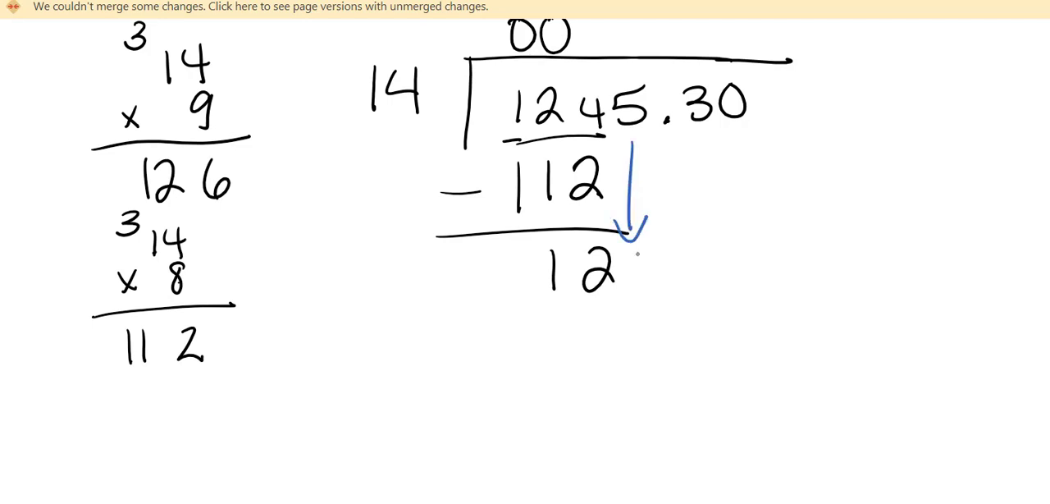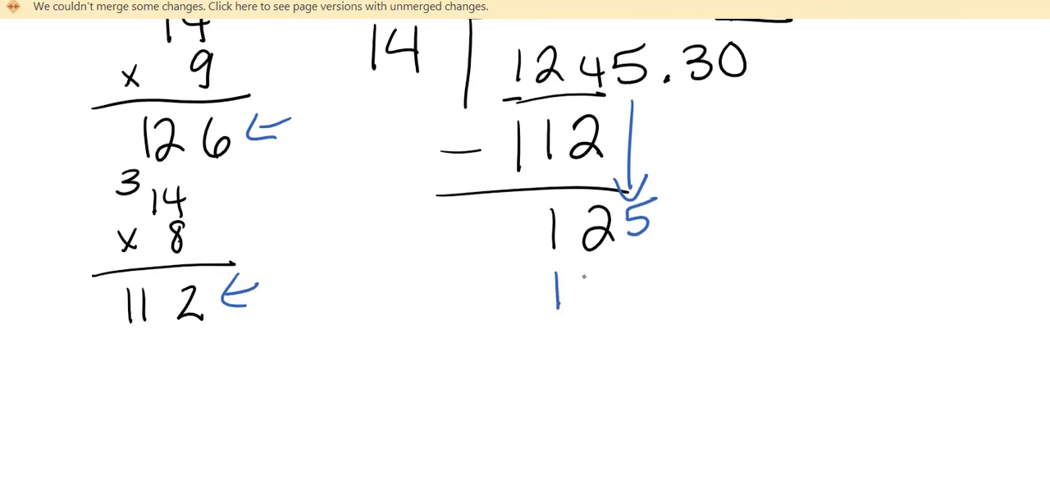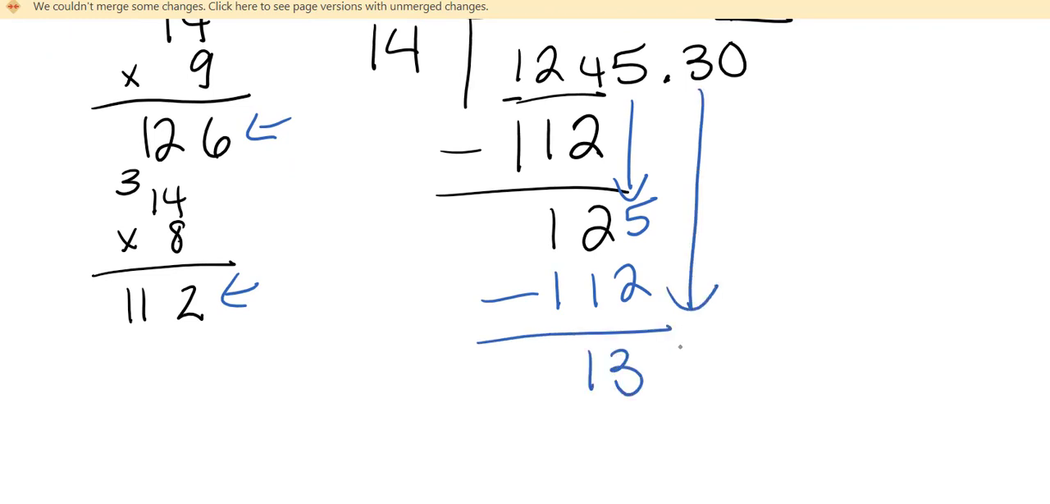We subtract, we get 2 and 1. Then our next step would be to bring down the 5. We look at these two numbers. Well, 14 can't go into 125 9 times because that's still too large, but it can go into it 8 times. So we put the second 8 over the 5. I forgot the first 8. And then we subtract, and we get 13.